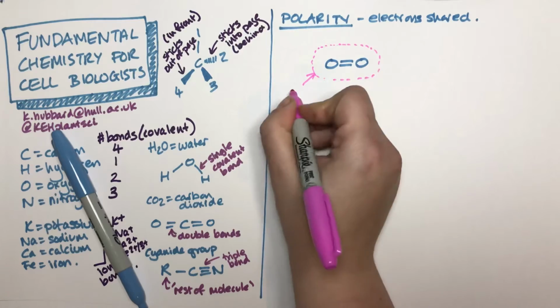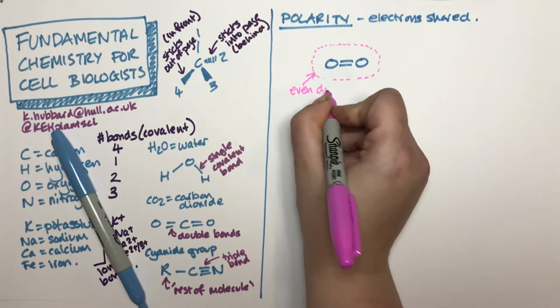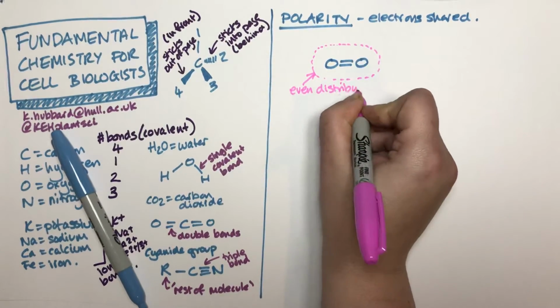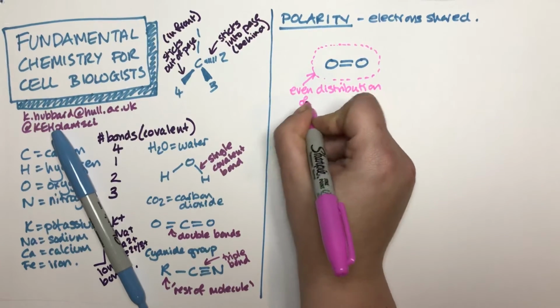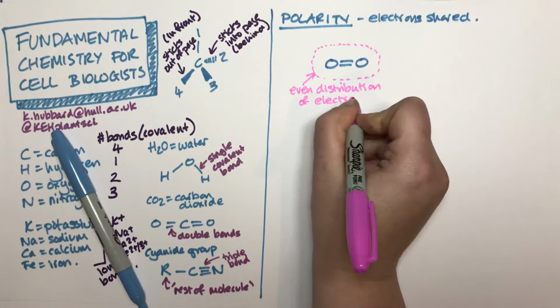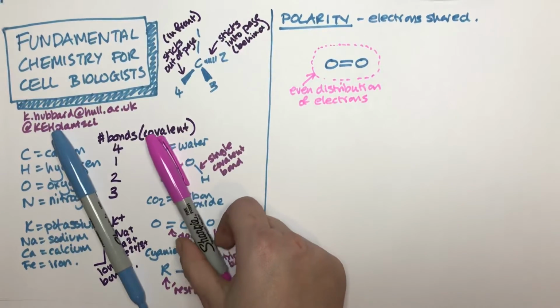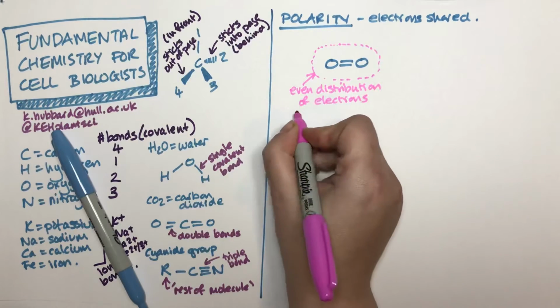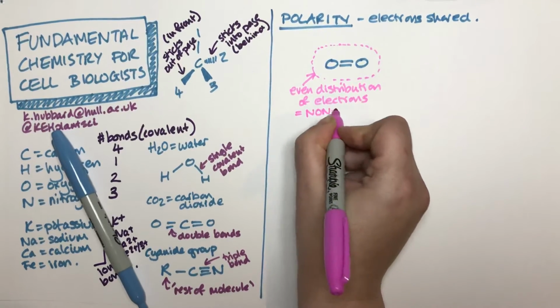So we've got an even distribution of electrons, so that makes that molecule non-polar.